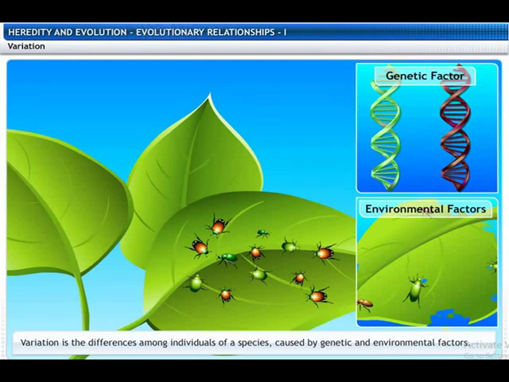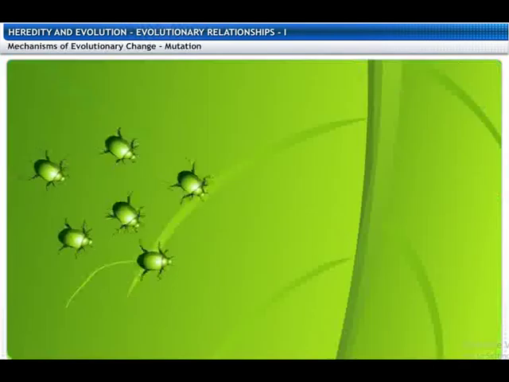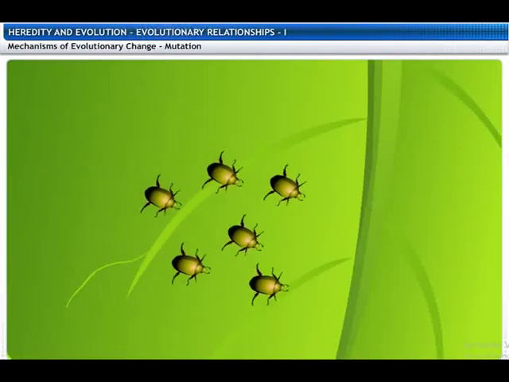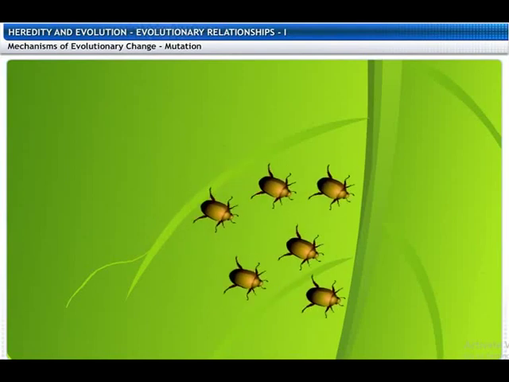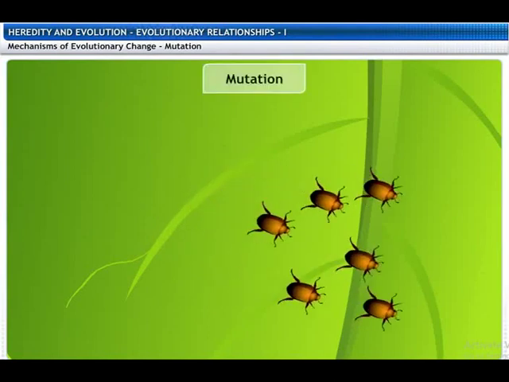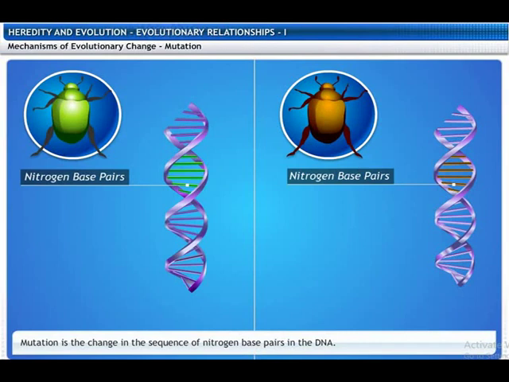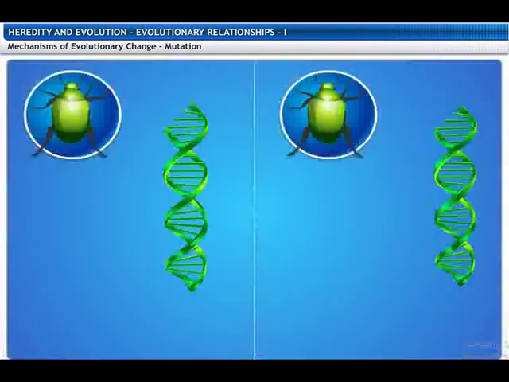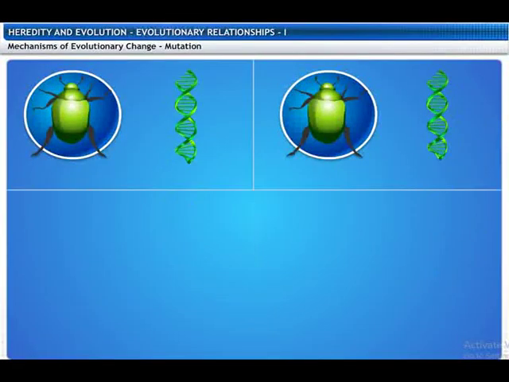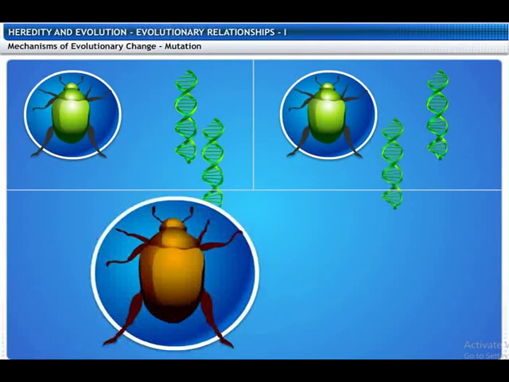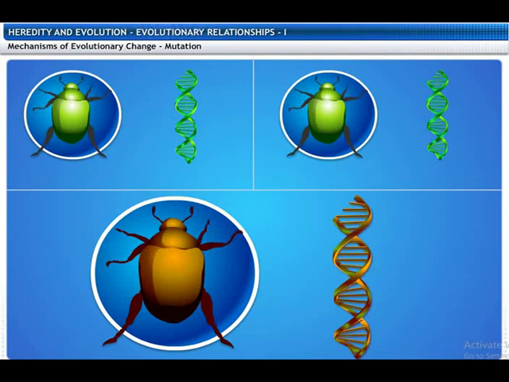Let us discuss this with the same beetle example. A green beetle population turning into brown beetles through an evolutionary change is called a mutation. A mutation is a change in the sequence of nitrogen base pairs in the DNA. A mutation in the gene for green coloration in green beetles leads to offspring with brown coloration.